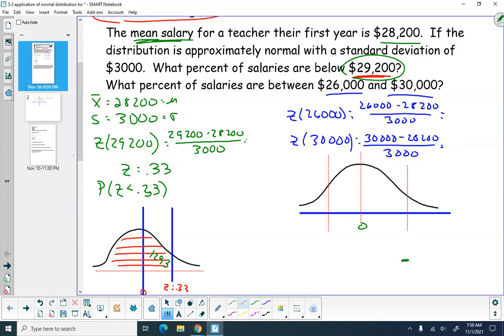Sydney, what do you get for your two Z values? 26,000, you get what? And 30,000? Okay. So find your table values for those two. What do you come up with for the 0.73 table value? And 0.6?